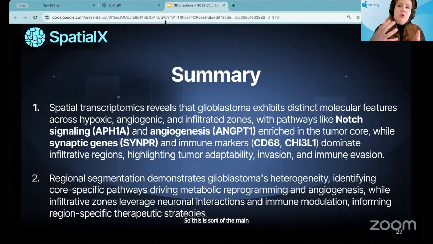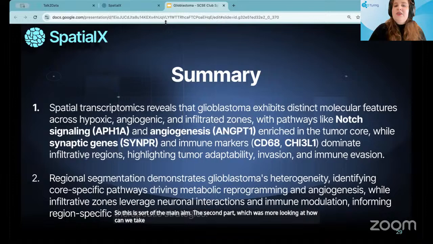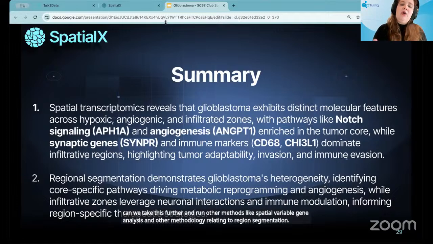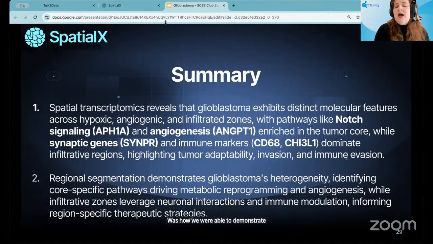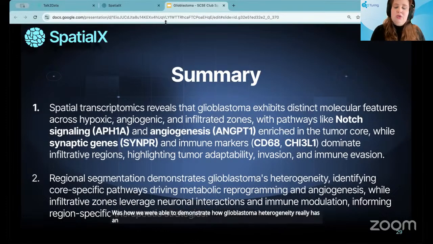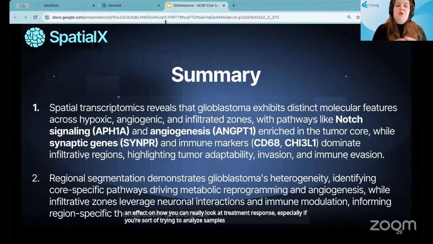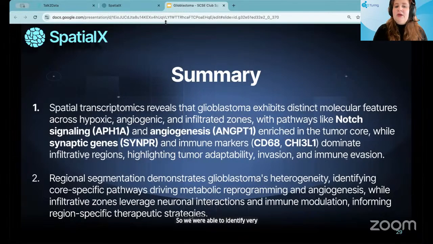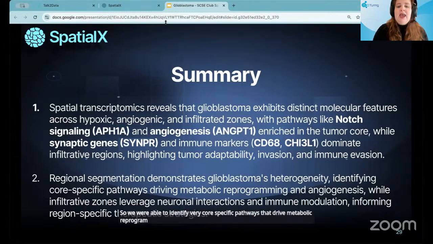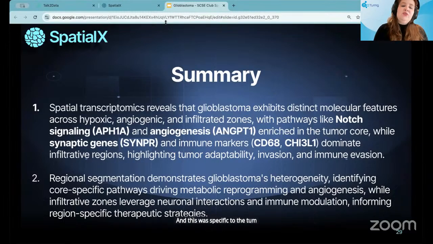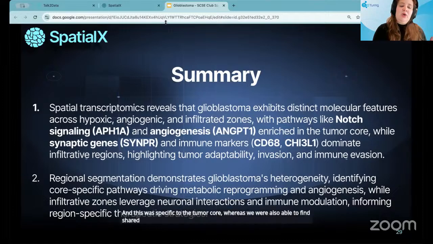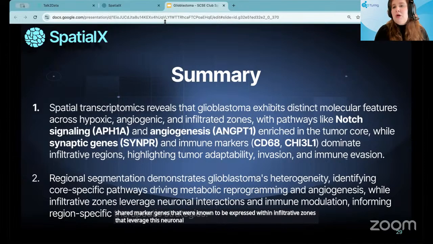The second part was looking at how we can take this further and run other methods like spatially variable gene analysis and other methodology relating to region segmentation. This demonstrated how glioblastoma heterogeneity has an effect on how you can look at treatment response, especially if you're trying to analyze samples from these patients. We were able to identify core-specific pathways that drive metabolic reprogramming and angiogenesis. This was specific to the tumor core, whereas we also found shared marker genes known to be expressed within infiltrative zones that leverage neuronal interaction and immune modulation within the healthy brain tissue as well.